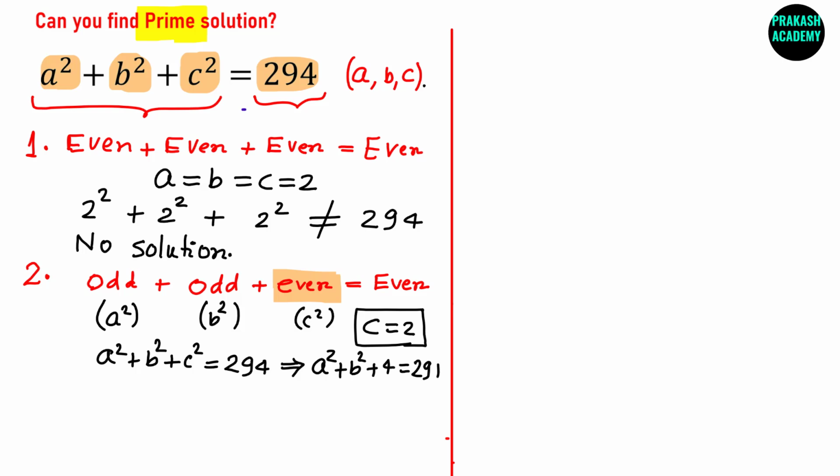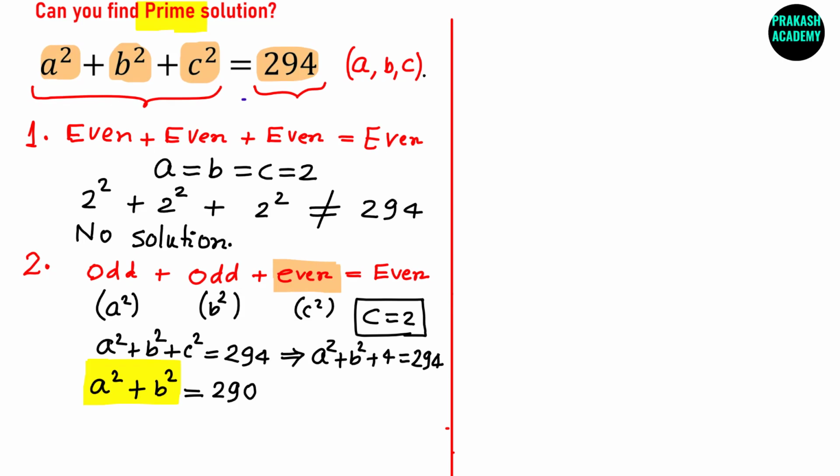This means from here a square plus b square equals 290. Now what should I do next? Now here I have two variables, a square as well as b square. Somehow I have to convert these two variables into one variable. Then only I can proceed. So let us make an assumption. What assumption are we making? Assuming that a is greater than or equal to b and b is greater than or equal to c.